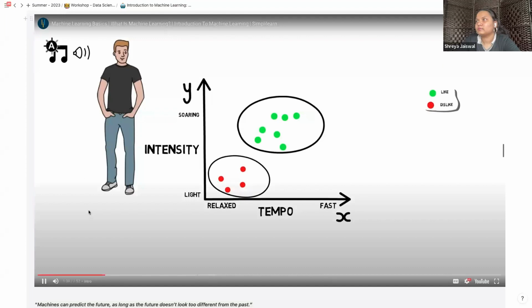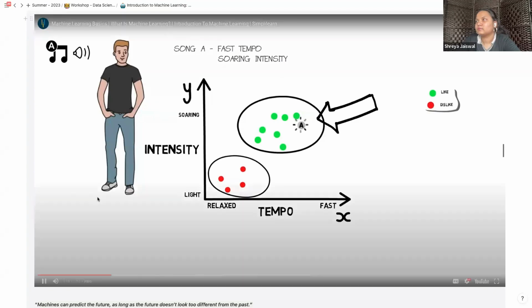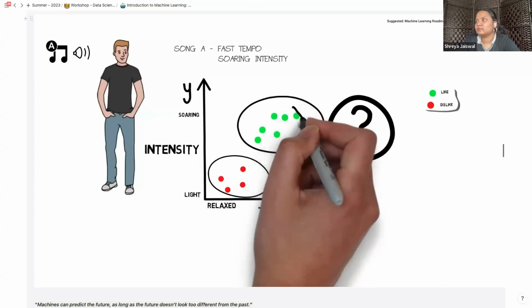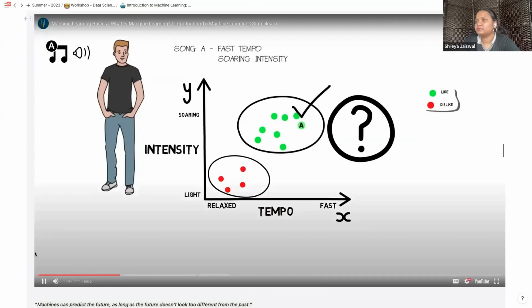Let's name it as Song A. Song A has fast tempo and a soaring intensity, so it lies somewhere here. Looking at the data, can you guess whether Paul will like the song or not? Correct. So Paul likes this song. By looking at Paul's past choices, we were able to classify the unknown song very easily, right?